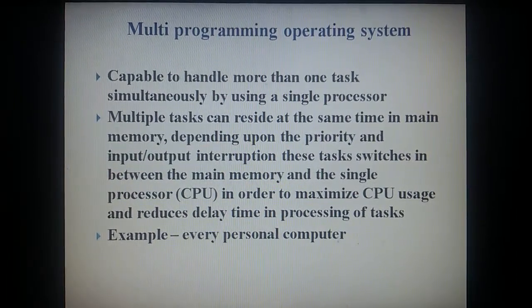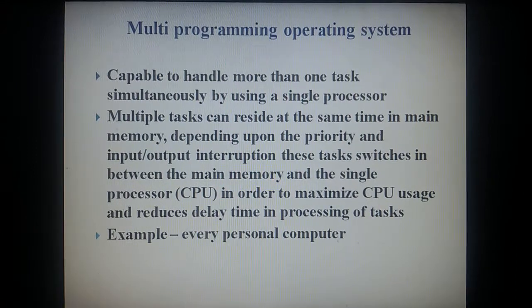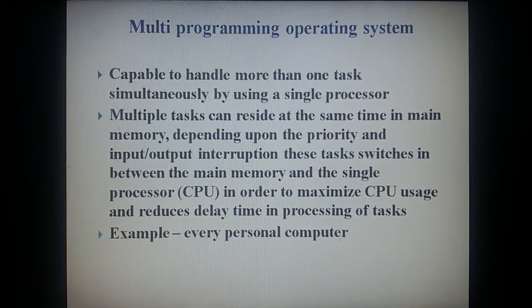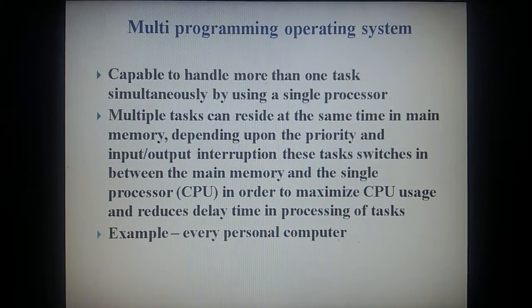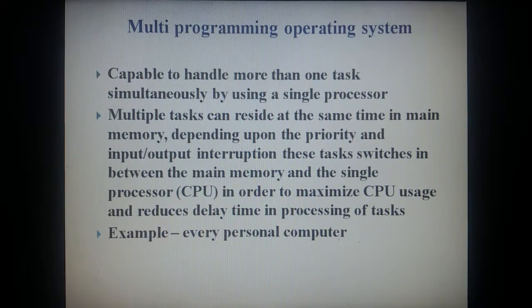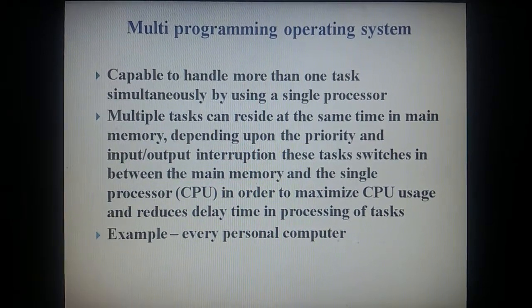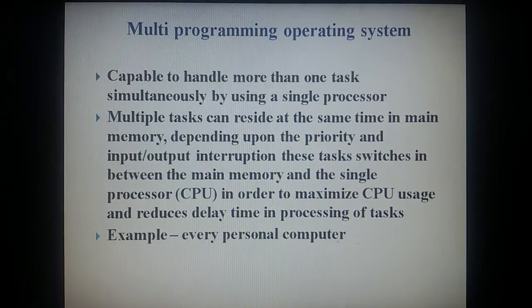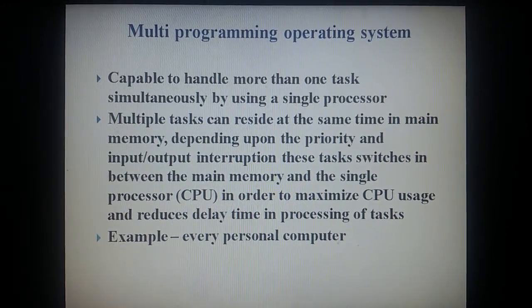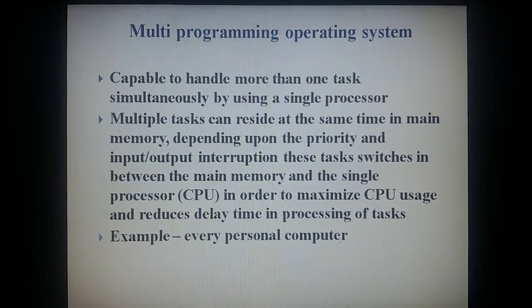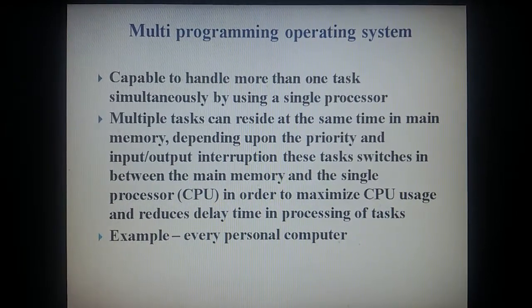Multi-programming operating system is capable of handling more than one task simultaneously by using a single processor. Multiple tasks can reside at the same time in main memory. Depending upon the priority and input-output interruption, these tasks switch in between the main memory and the single processor in order to maximize CPU usage and reduce delay time in processing of tasks. Example: every personal computer.